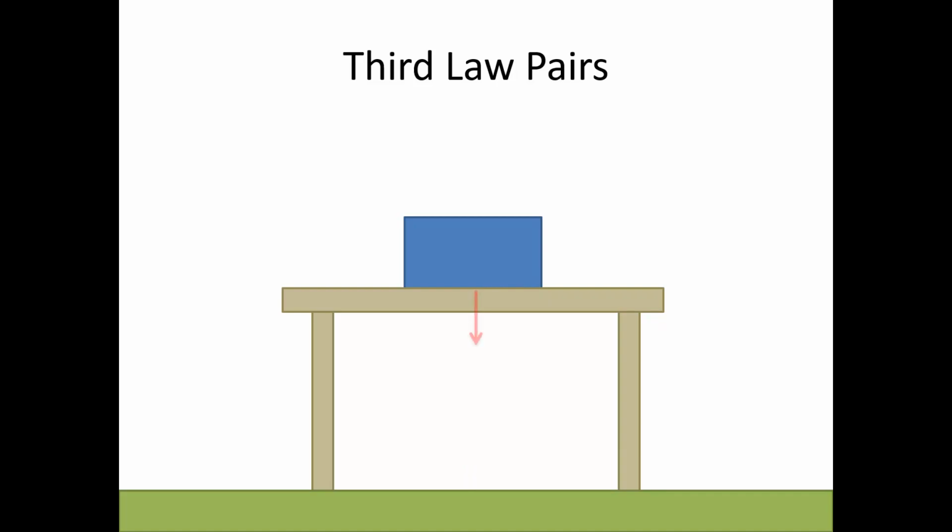Also, the box is going to be pushing down on the table. So it's a normal force exerted down on the table. And the table is going to exert an equal and opposite normal force on the box. So this normal force, anywhere we have contact, we're going to have an equal and opposite set of normal forces there.